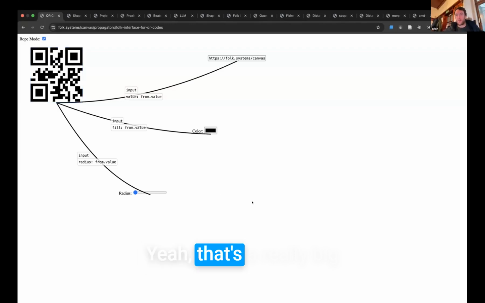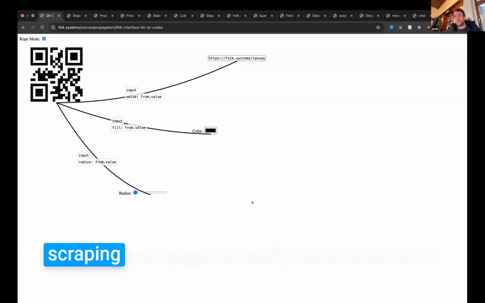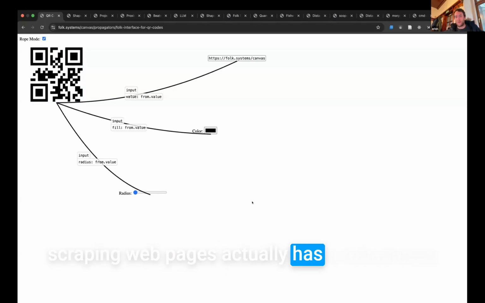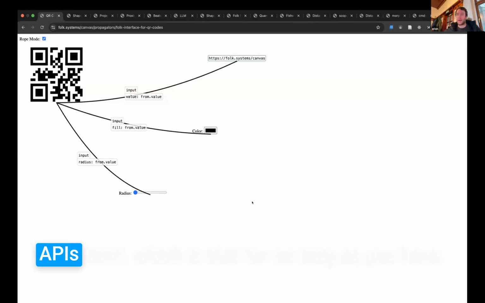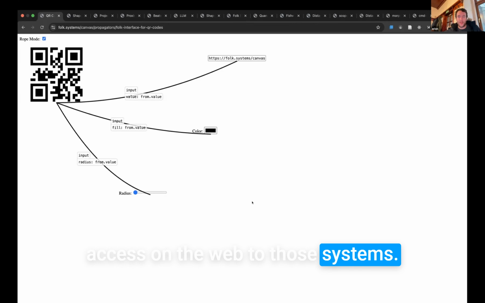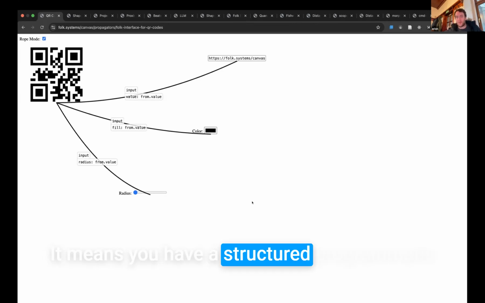Yeah, that's a really big motivation behind this. And there's also the observation that in some ways, doing the kind of crude stuff like what Zotero does through scraping web pages actually has a robustness property that the more traditionally robust APIs don't, which is that for as long as you have access on the web to those systems, it means you have a structured programmatic interface to get data out of them.